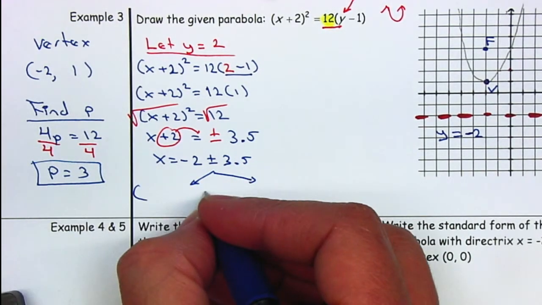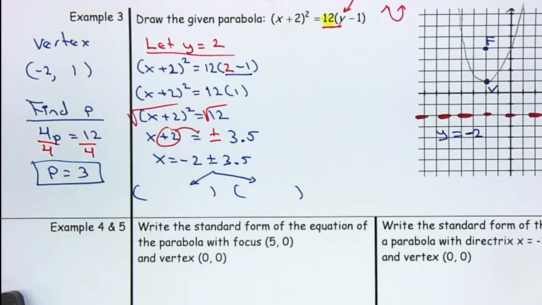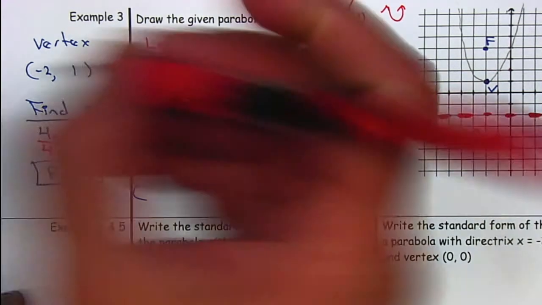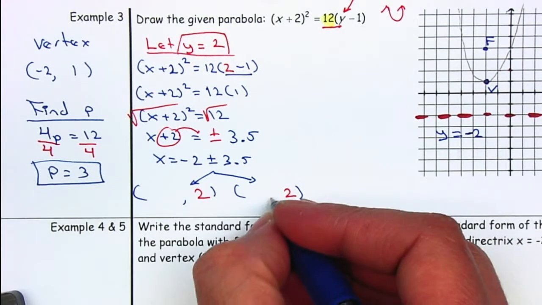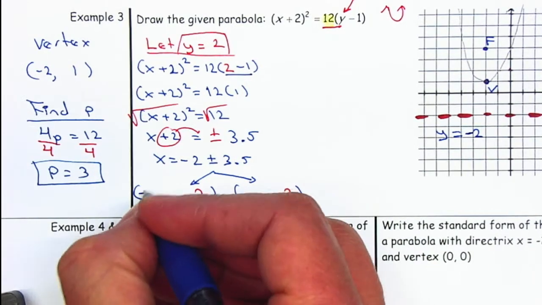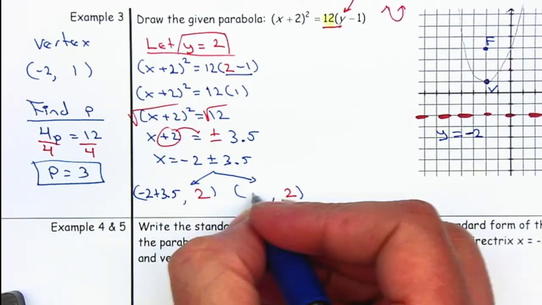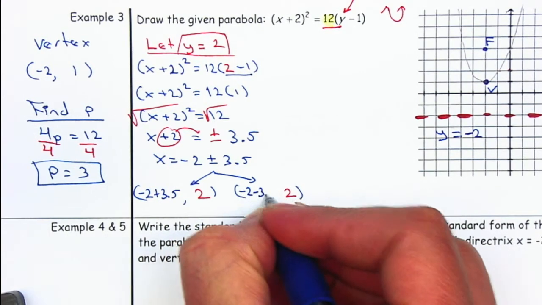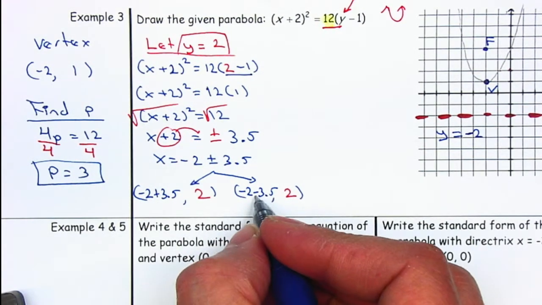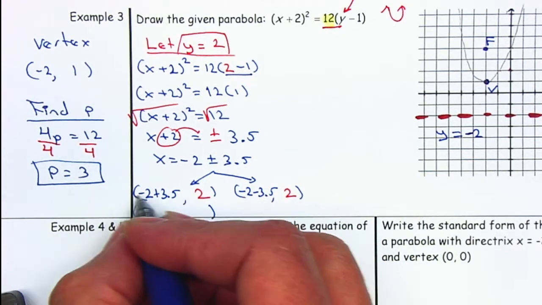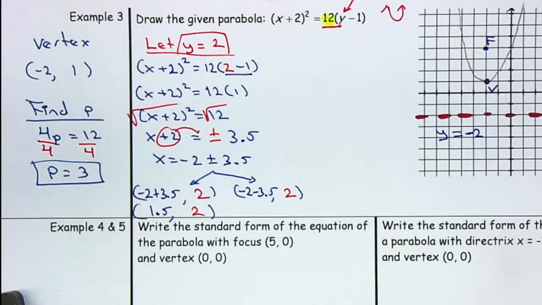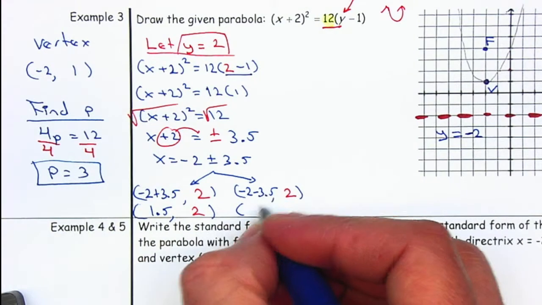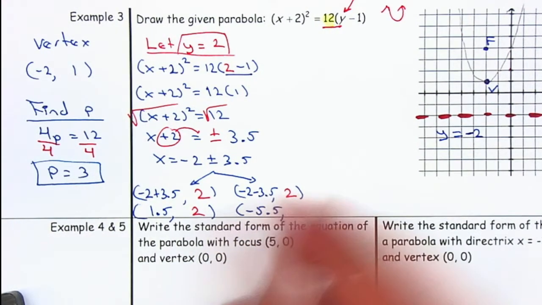That'll give me 2 points. Both of them have 2 as the y value. For the x value, one of them will be -2 plus 3.5. The other one will be -2 minus 3.5. So one with the positive, one with the negative. If I simplify, this will give me -2 plus 3.5 is 1.5, comma 2. The other point will be -2 minus 3.5 is -5.5, comma 2.